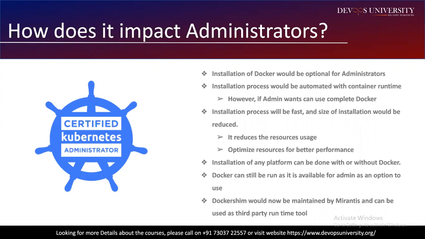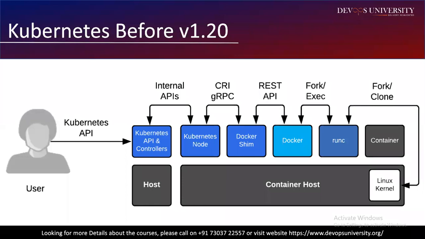So let us visualize what has been changed. Let's take a look at Kubernetes before version 1.20. What was it? There was an end user and an internal API, CRI. As you can see in the REST API, Dockershim and Docker were a part of the Kubernetes cluster, right? But now what has been changed?